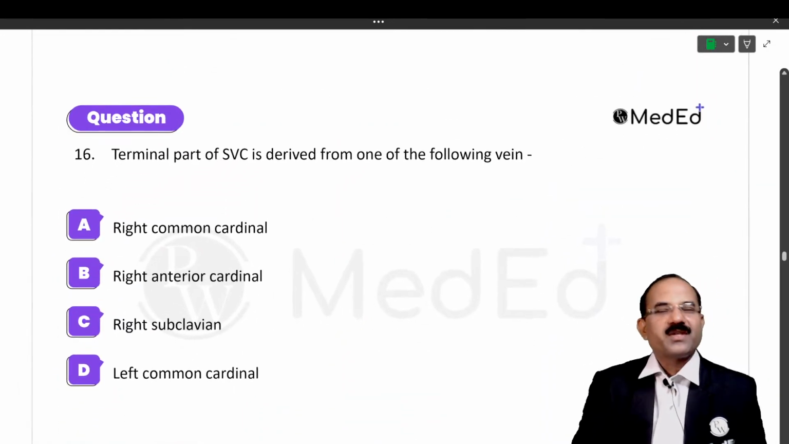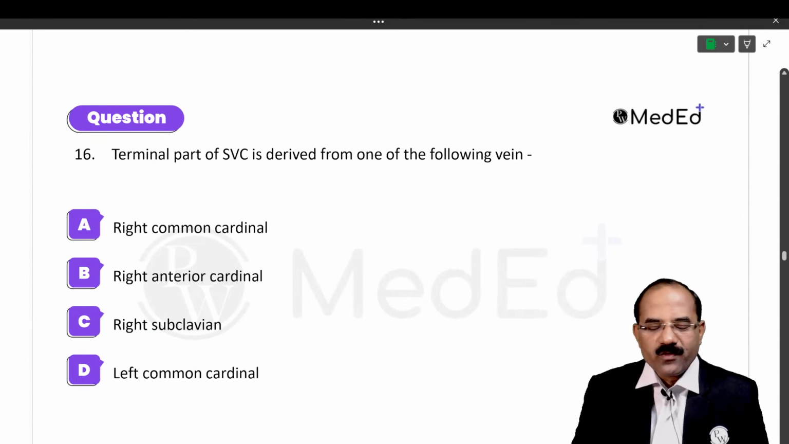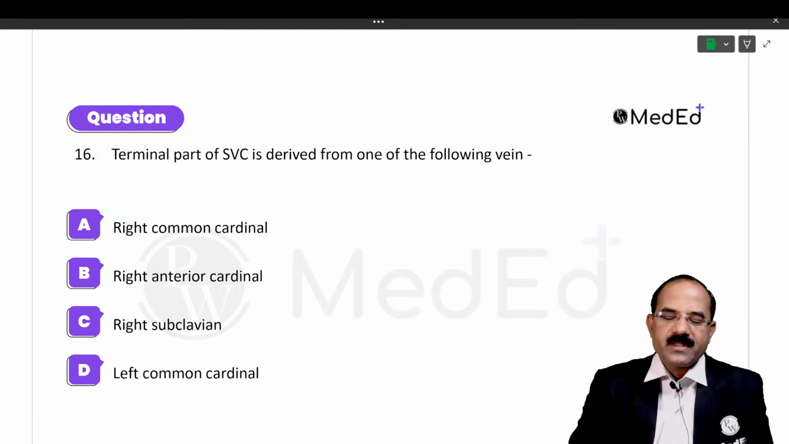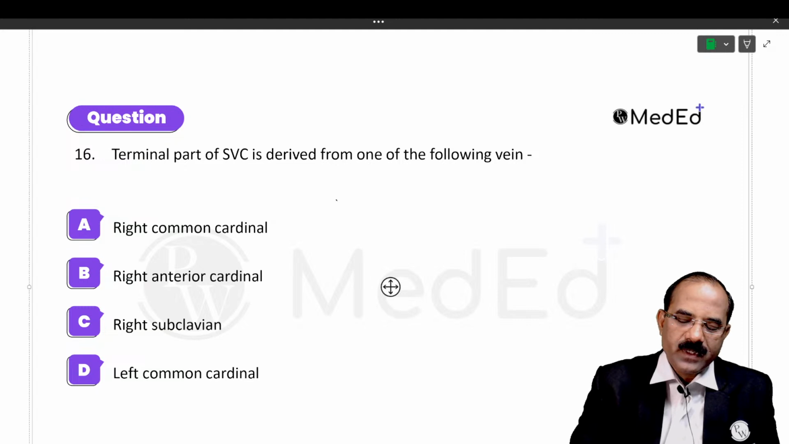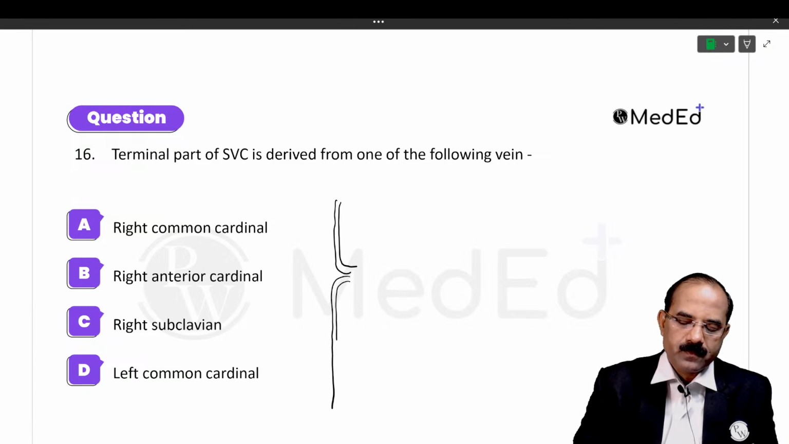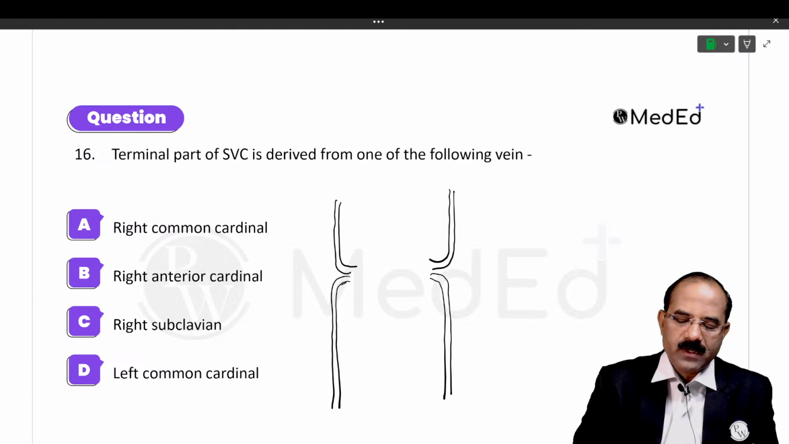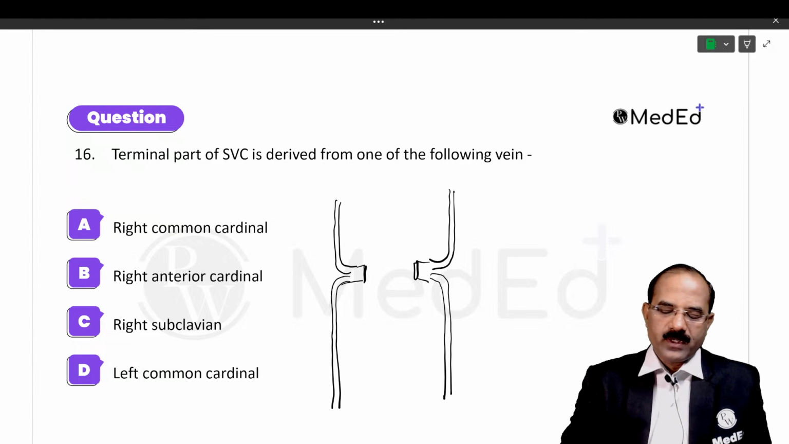Students, coming to this MCQ. Terminal part of SVC is derived from one of the following veins. Any guesses? Terminal part of the SVC is derived from one of the following veins. एक मिनट, let me just draw this for you. ये embryology है veins का. What are these veins बच्चों? What is this veins that we have drawn here?